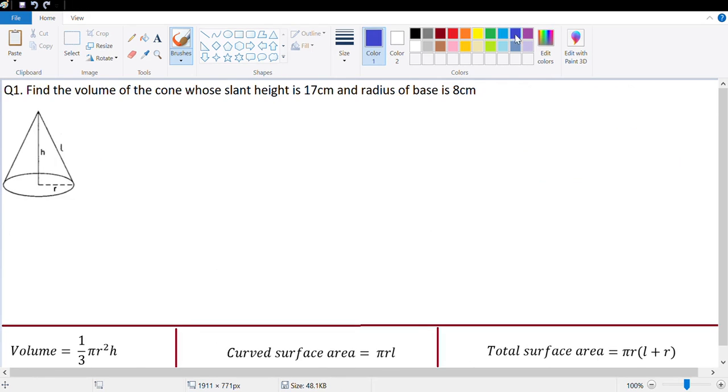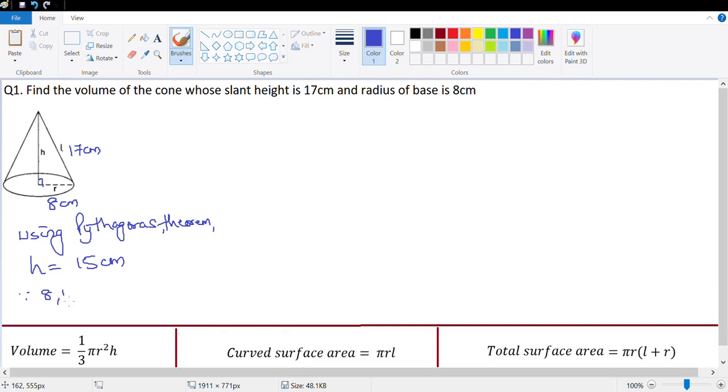So let's look at question number 1. We are on exercise 20p. Find the volume of the cone whose slant height is 17 centimeter and base is 8 centimeter. So for that, we need to first calculate the height. Using the Pythagoras theorem, I hope you remember the Pythagorean triplet, which is 8, 15 and 17. So h would be equal to 15 centimeter.